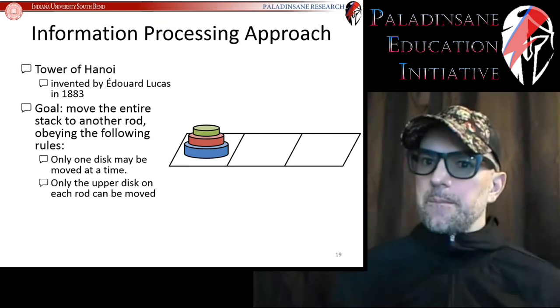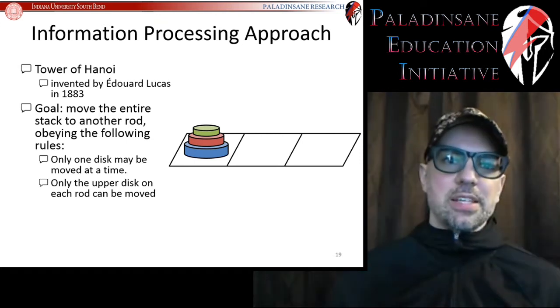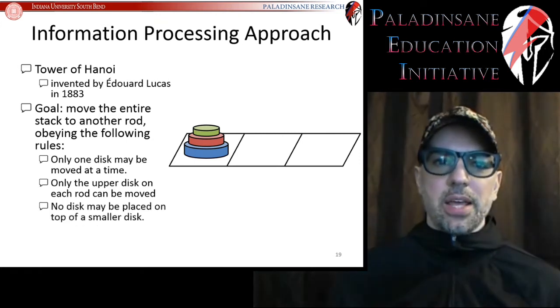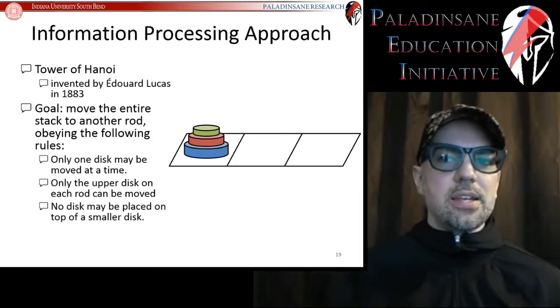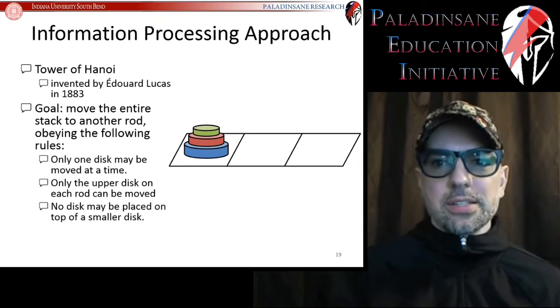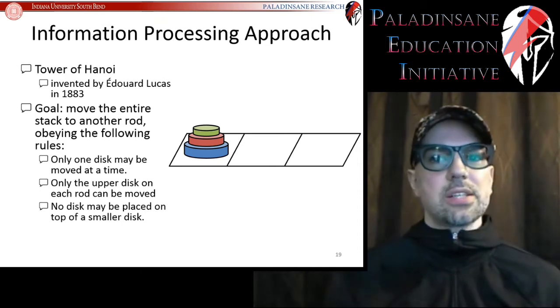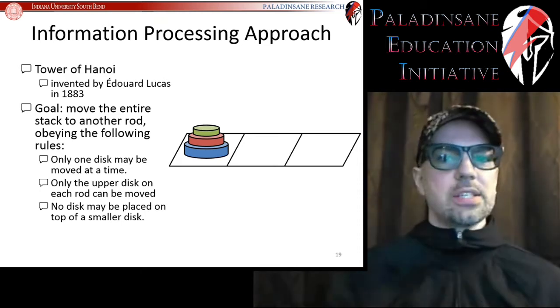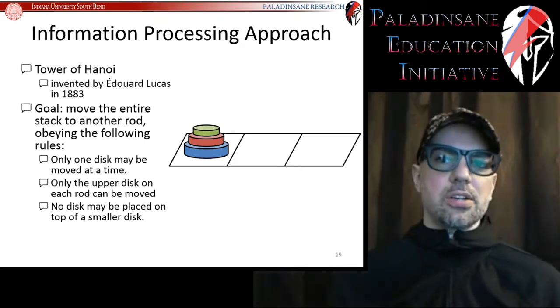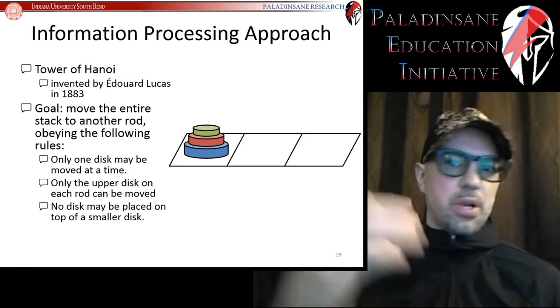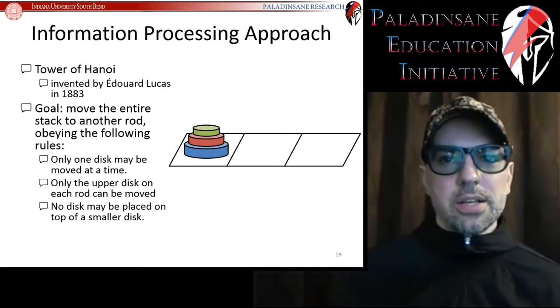And then the most important one is that no disk may be placed on top of a smaller disk. So you could not place the red disk on top of the green disk. You could never place the blue disk on top of the red disk or the blue disk on top of the green disk. So as long as the disk is smaller than the one that's underneath, you're fine, but you can't put a bigger disk on top of a smaller disk.